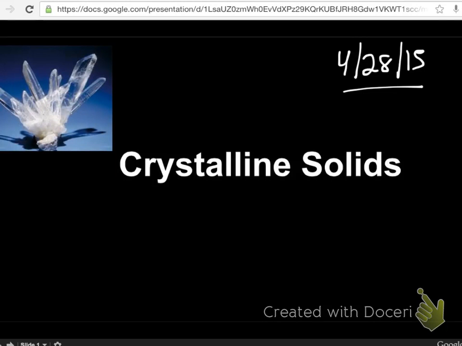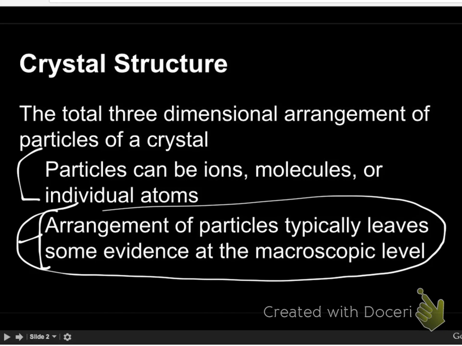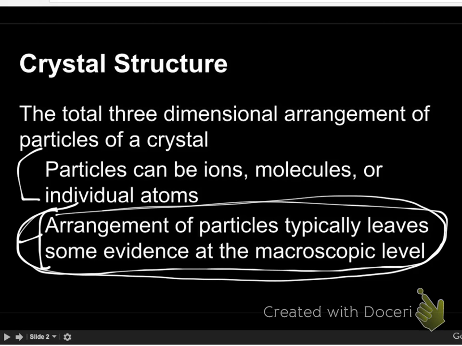I'm not going to go through everything that I just went through with you, but we're talking about crystalline versus amorphous solids. We're going to talk about crystalline solids. Crystal structure is the total three-dimensional picture that the individual pieces are arranged in. Those pieces don't have to be atoms. They can be ions or molecules. And this part I find mind-blowingly cool.